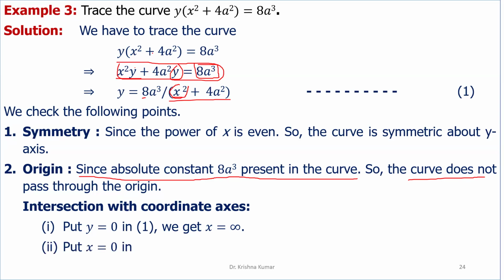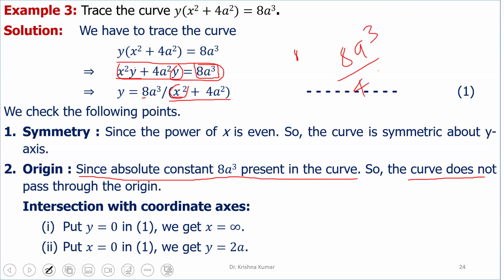Similarly, if we put x equal to 0 in 1, we are getting 8a cube upon 4a square. What is that? This term will become 0, and we have 8a cube upon 4a square. So a square will cancel, 4 ones are 4, 4 twos are 8, so we are getting 2a. So y is equal to 2a. So the curve intersects the coordinate axis only at (0, 2a).